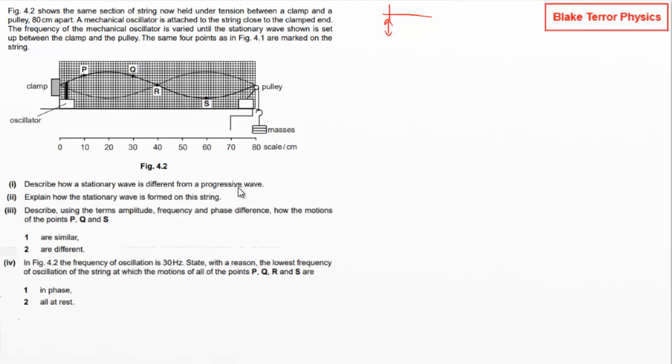Describe how a stationary wave is different from a progressive wave. Right, progressive waves, so they will transfer energy or information. So progressive waves transfer energy. I mean, energy would be enough. You'd have to say both, but sometimes we talk about waves transferring information rather than just energy.